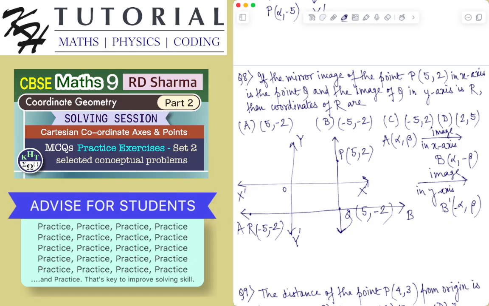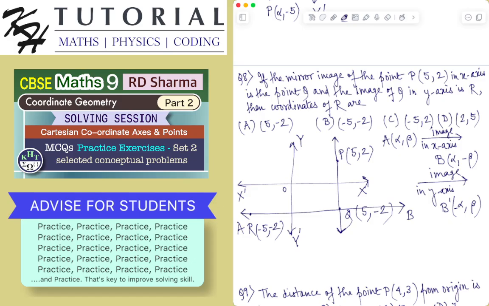Now this is how you do it geometrically, but mathematically, as I said, the concept is: for any point A (alpha, beta), its image in the x-axis will be, you keep the x coordinate the same and take the negative of the y coordinate, so it becomes (alpha, minus beta). Similarly, the image of the point A in the y-axis will be, you keep the y coordinate the same, but take the negative of the abscissa, so it becomes (minus alpha, beta). Okay.